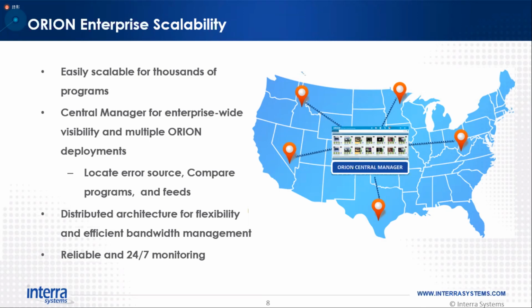Moreover, its architecture is designed in such a way that one can distribute the components of Orion over multiple machines. That ensures easy scalability as well as reliability for 24 by 7 operations. Since monitoring is very critical nowadays, that reliability and 24 by 7 operation of the monitoring services is also very important.